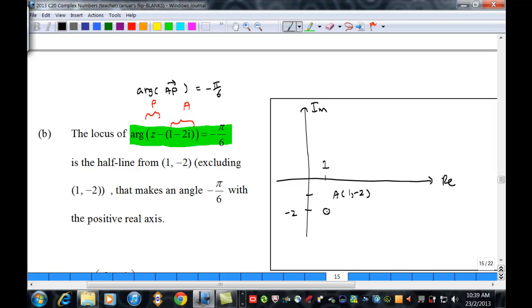On that note, do you know why? Go and think. Right, so you draw the horizontal line, and then it says here that the argument is negative pi over 6, so you're going to measure it in the clockwise direction. Right, and that argument is given as negative pi over 6. Okay, so the locus of the variable complex number z are all those points on this line here.